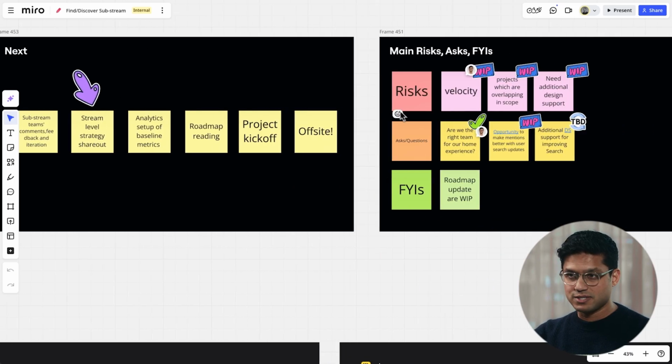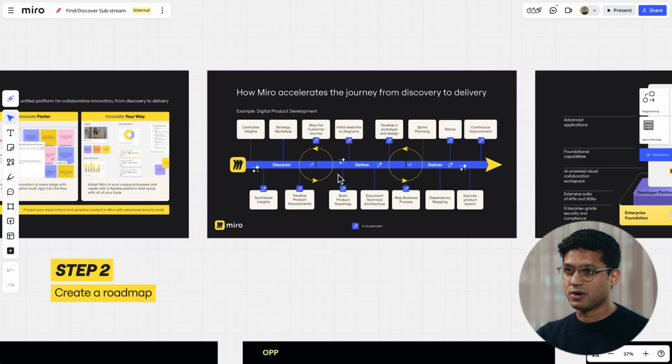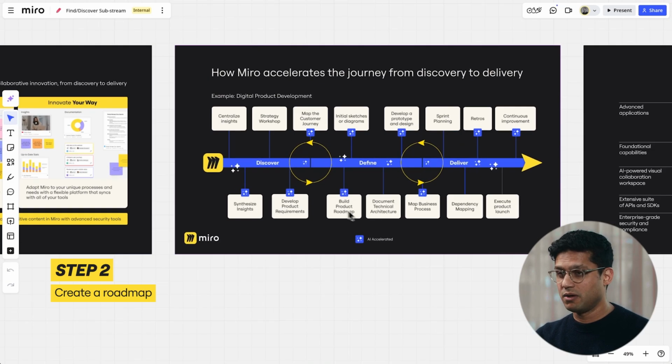We start by flagging risks, asks, and FYIs for our leadership. This creates a clear TLDR of where we need help and where we need to focus. Alongside this, we have maintained a timeline to track progress from inputs to roadmap development and alignment.